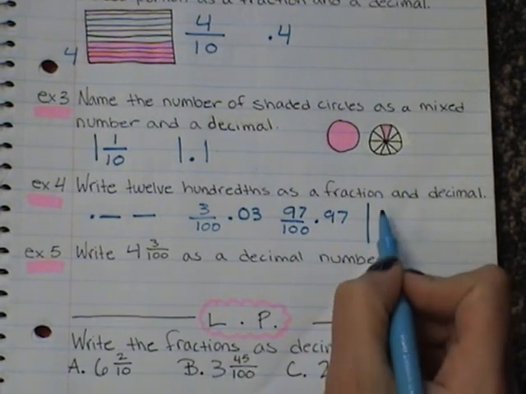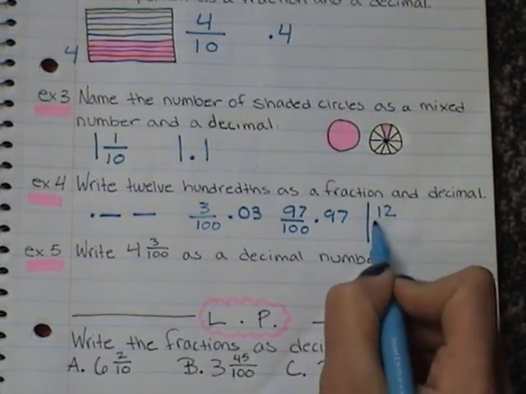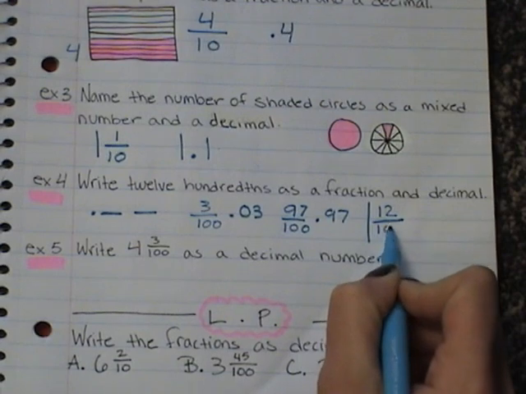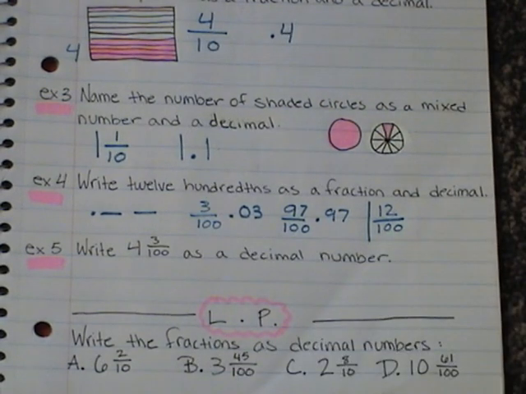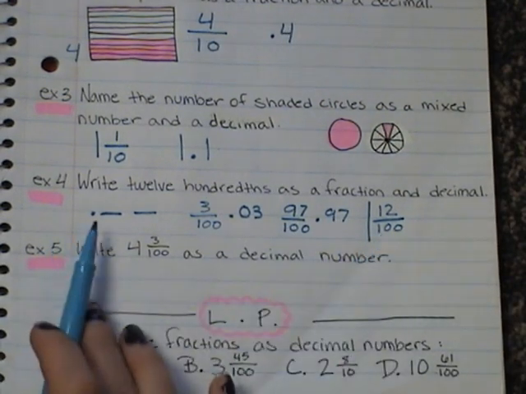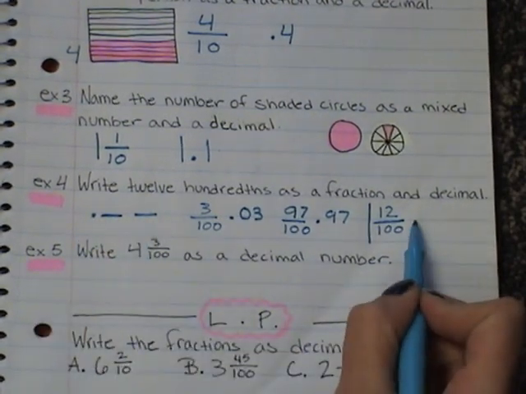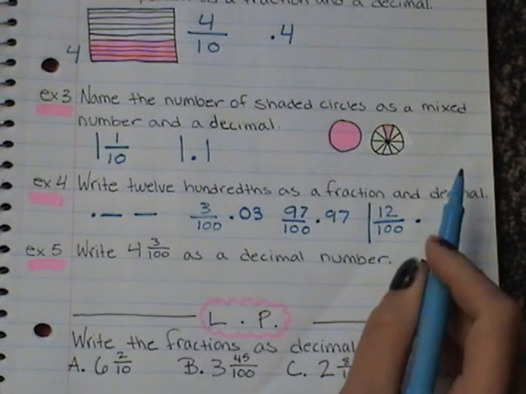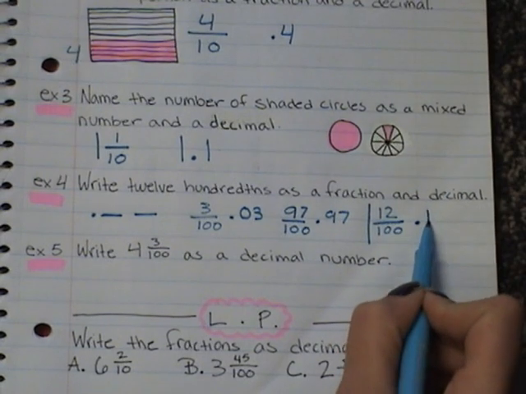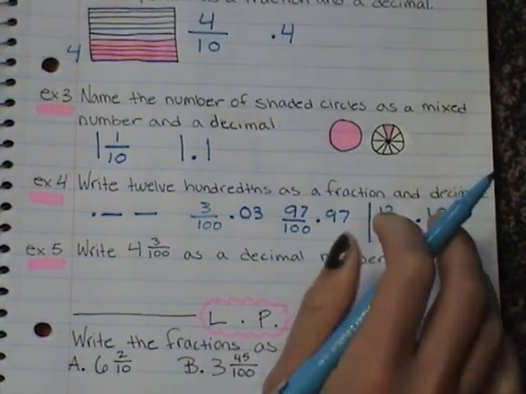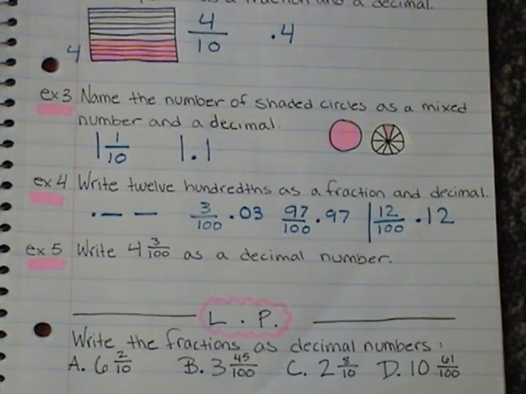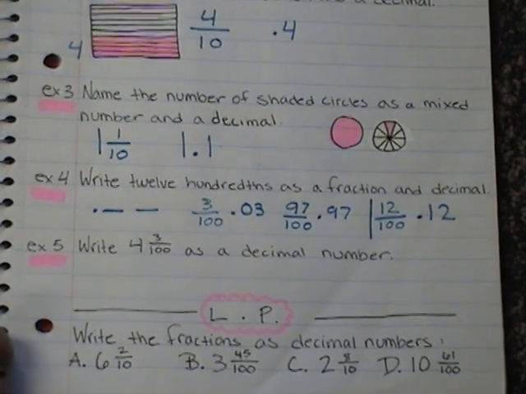Alright, if I have 12 hundredths, it would look like this. And I know that I have 100, so I'm talking about those 2 decimal places after my decimal. So I'm going to draw my decimal point, and I would write 1 and 2. Okay, and the last example.